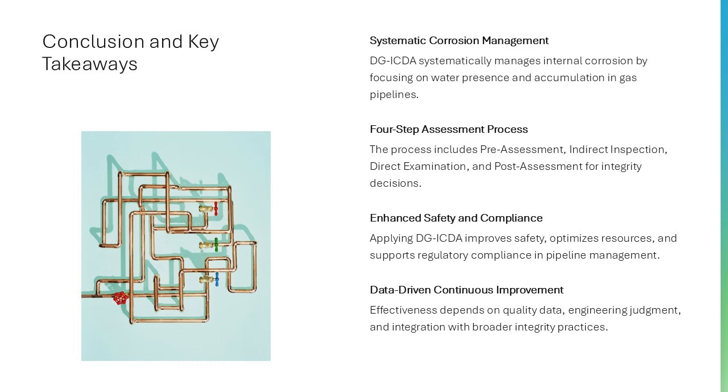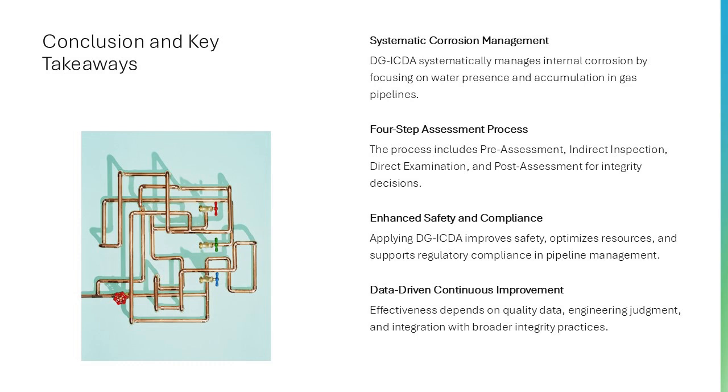DG-ICDA is a proactive, systematic methodology designed to manage the internal corrosion threat in normally dry natural gas pipelines. By focusing on the conditions required for corrosion, particularly the presence and accumulation of water, it enables operators to identify and prioritize high-risk locations with greater confidence. The four-step process of pre-assessment, indirect inspection, direct examination, and post-assessment provides a logical and defensible framework for integrity decision-making.